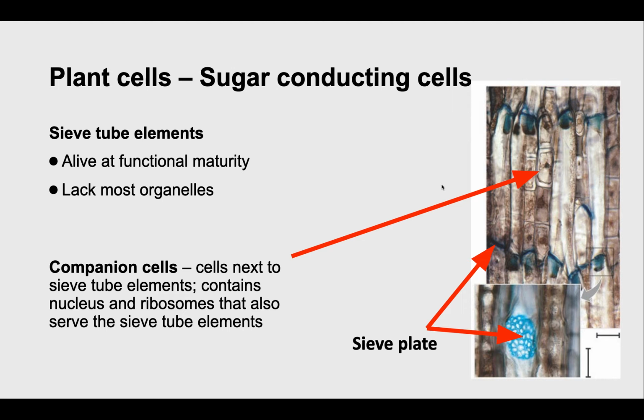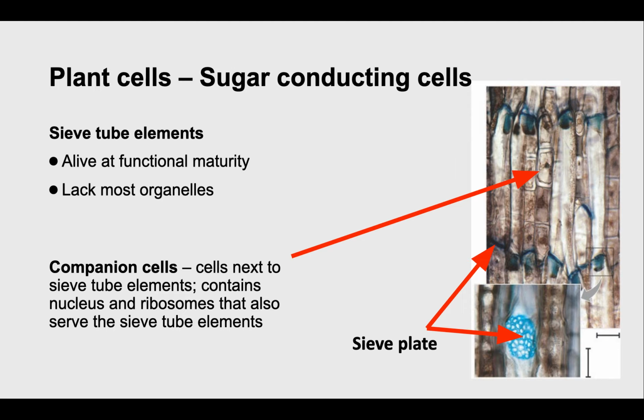Because they are alive at functional maturity but lack most of those organelles, they have to have these companion cells. If we look at these sieve tube elements, they're these long, skinny cells that we see kind of bunched up together. These companion cells are very, very small in comparison. I have that arrow pointing to one small cell there. That is a companion cell. This companion cell basically helps regulate these sieve tube elements because it contains all of their organelles. They contain a nucleus, they contain ribosomes, and they serve these sieve tube elements. They help regulate them.